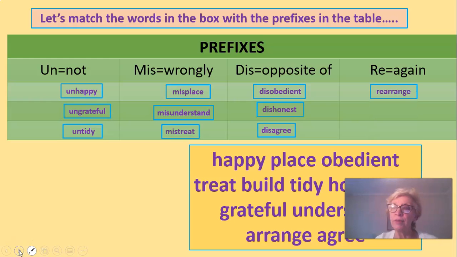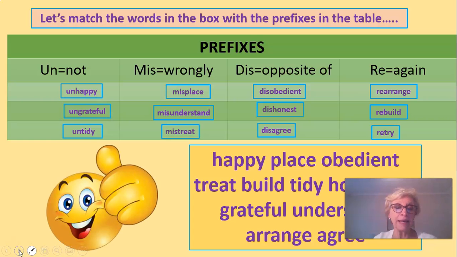And lastly, rearrange, rebuild, and retry. If I arrange flowers in a vase beautifully and my cat knocks them over, I will have to rearrange them. If I build a puzzle and I drop it on the floor, I will have to rebuild the puzzle. And if I try something for the first time, don't get it right, I really need to try it again, so I'll retry it. Does that make sense, grade 3?